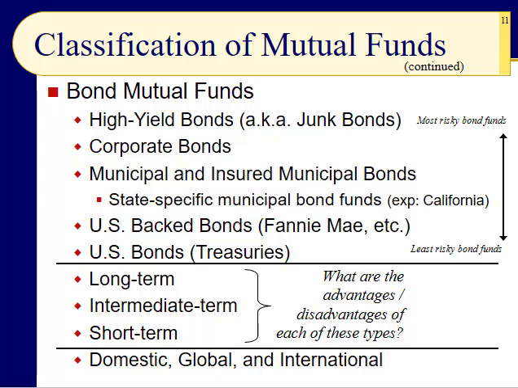It works perfectly. And then, of course, we talked about the domesticity, whether they're domestic, global, international. So just as we did with stocks, we're going to overlay one from column A and one from column B and one from column C, and wind up with a domestic long-term high-yield bond fund, or an international muni bond. Well, no, that wouldn't make sense, because we would be buying.